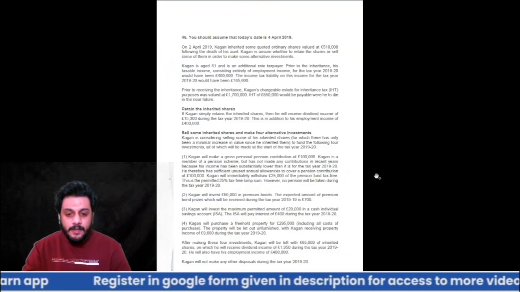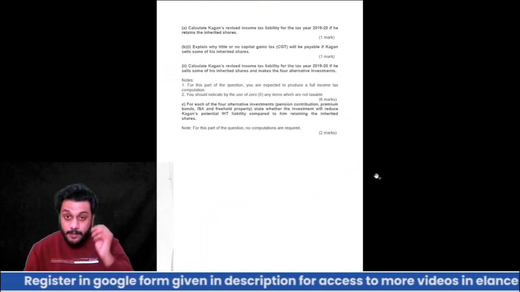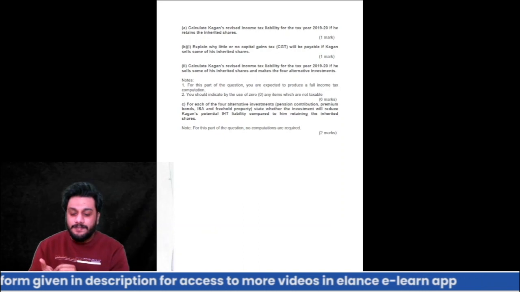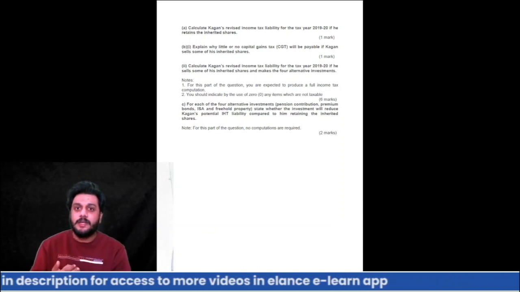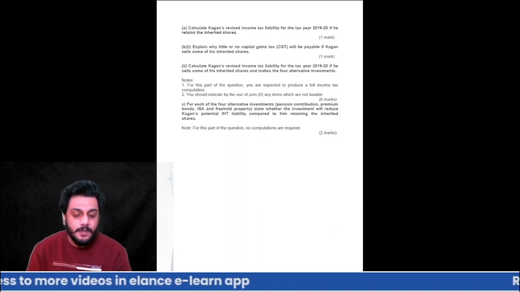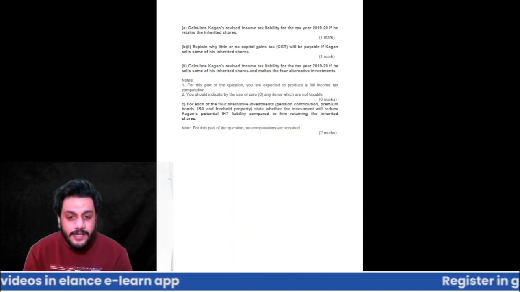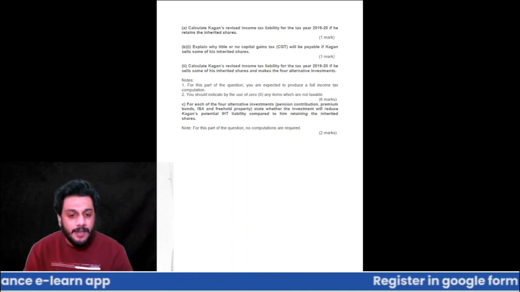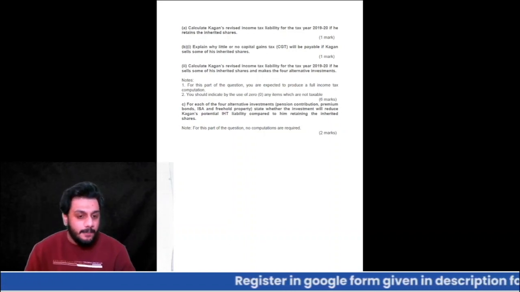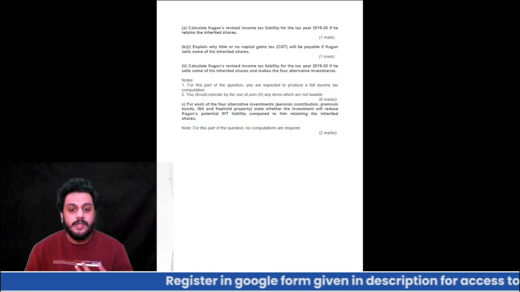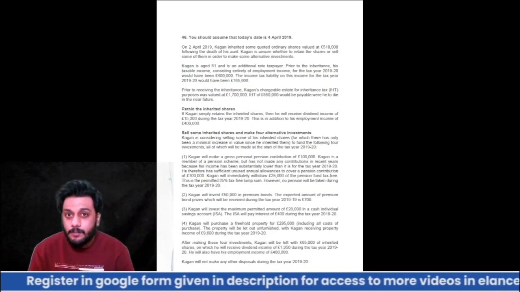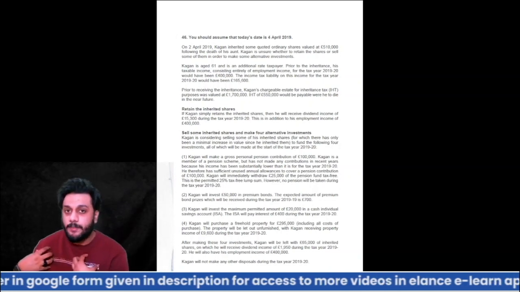In requirement B, you have to notice that it has two parts, part 1 and part 2. So you have to put the reference accordingly to make sure that the valuer will not be confused with the valuation of your answers. We are going to do part 1 of requirement B, that is, explain why little or no capital gains tax will be payable if Kagan sells some of the inherited shares. Let's see what happens if he sells some of the inherited shares which he received from his aunt.